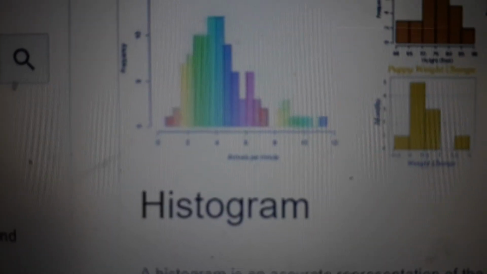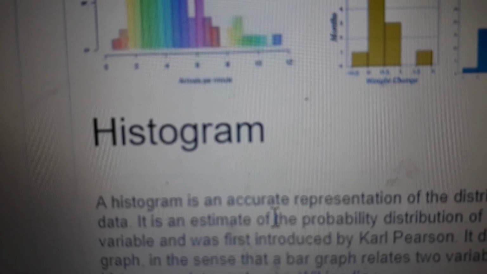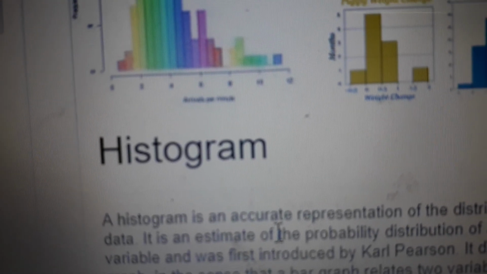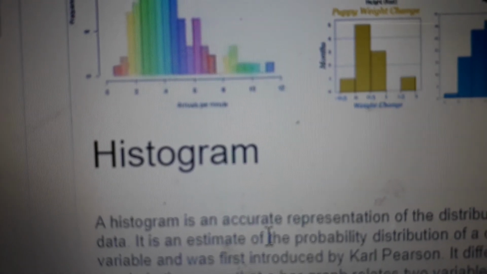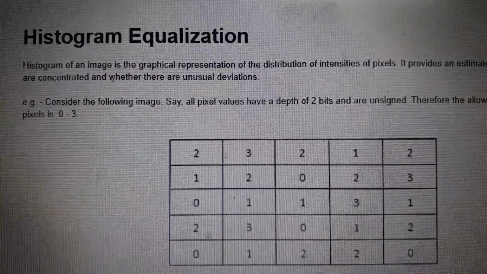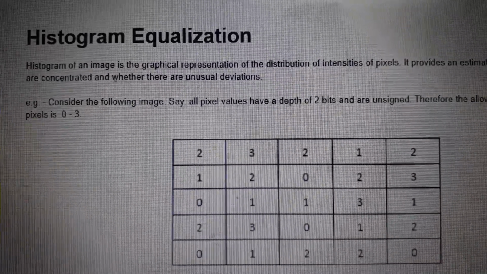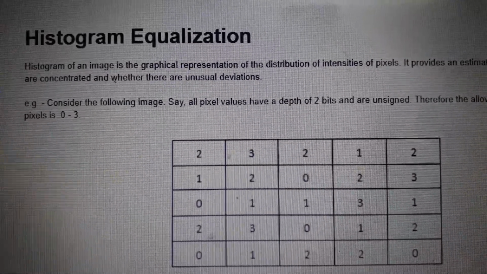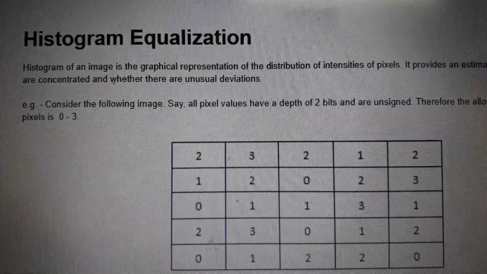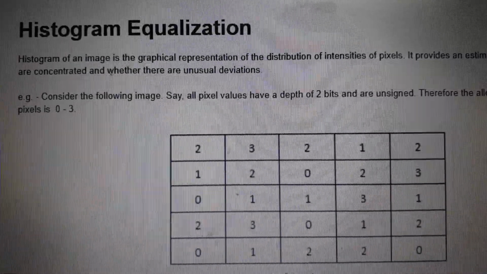Now I want to introduce what a histogram is, so that you can understand what I'm trying to explain here in the case of image processing. Now coming to histogram equalization. The histogram of an image is the graphical representation of the distribution of the intensity of pixels.